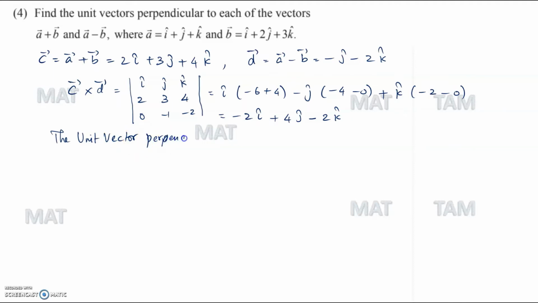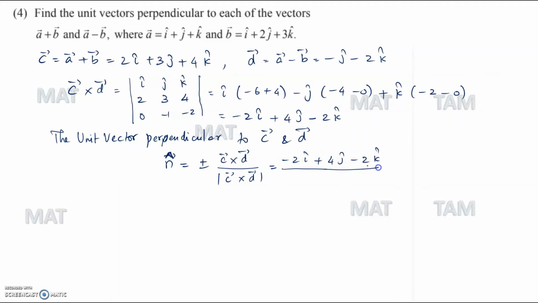So the vector n cap, which is the unit vector perpendicular to C and D, which is n cap, defined as n cap, is equal to plus or minus C vector product with D divided by the magnitude of C vector product with D, and that is equal to our C vector product with D is minus 2i cap plus 4j cap minus 2k cap divided by the square root of 2 squared is 4 plus 16 plus 4, which is equal to minus 2i cap plus 4j cap minus 2k cap divided by square root of 24.